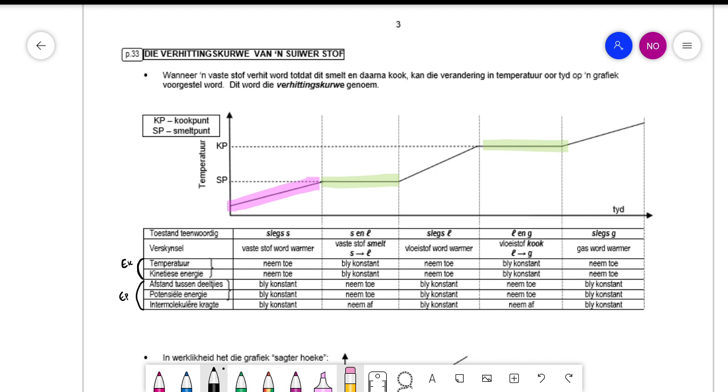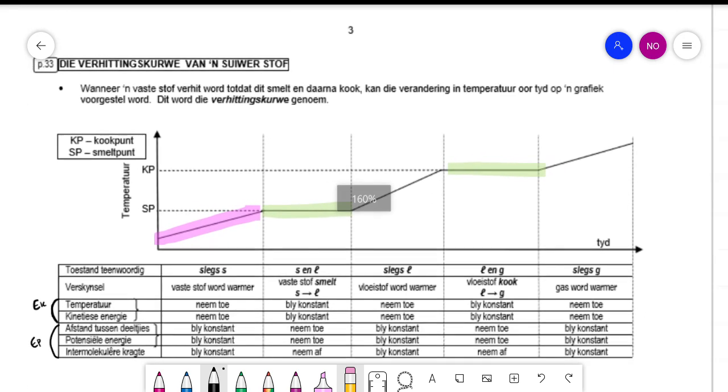Okay? Goed, so wanneer ons hierdie eksperiment uitvoer, gaan jy een ding meet en een ding verander. Okay? And it's normally the stuff that's on the axis. So look at those axes. What's on the axis? Temperatuur en tyd, né? Okay, that's all I'm going to say about that.